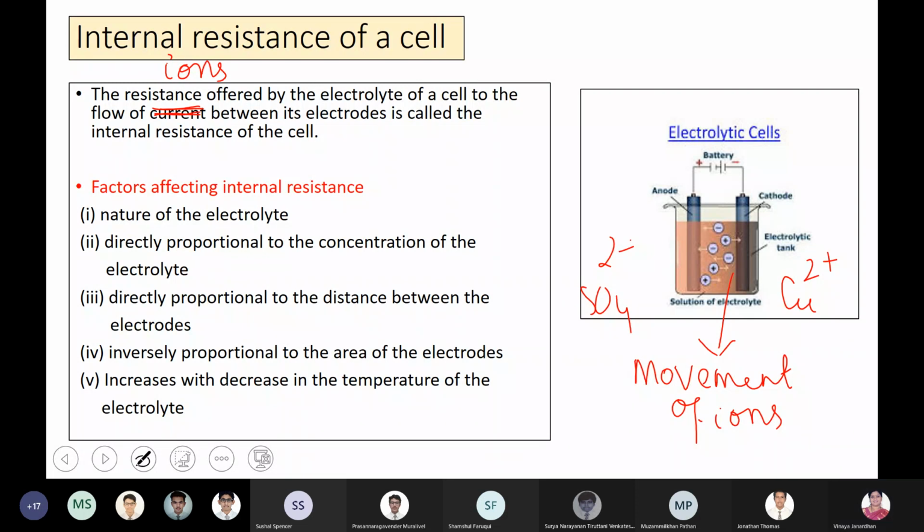Now, what are the factors that affect the internal resistance? Nature of the electrolyte, which means the concentration of the electrolyte. If the concentration of the electrolyte increases, the internal resistance of the cell will decrease. It is directly proportional to the distance between the electrodes, inversely proportional to the area of the electrodes, and increases with a decrease in temperature of the electrolyte.